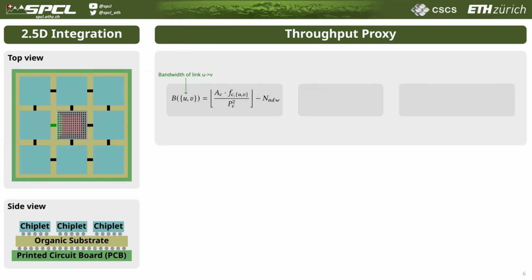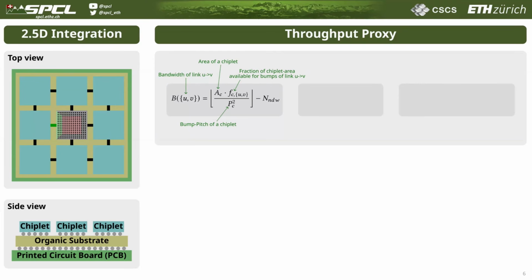And then the bumps on the beachfront are used for the different links. And since we only have a look at the green link right now, we can only take the bumps in this green area to build the green link. So to estimate the number of bumps available to this link, we take the area of the chiplet, multiply it by the fraction of the chiplet area that is reserved for the link, and we divide it by the squared bump pitch in order to estimate the number of wires of the link.